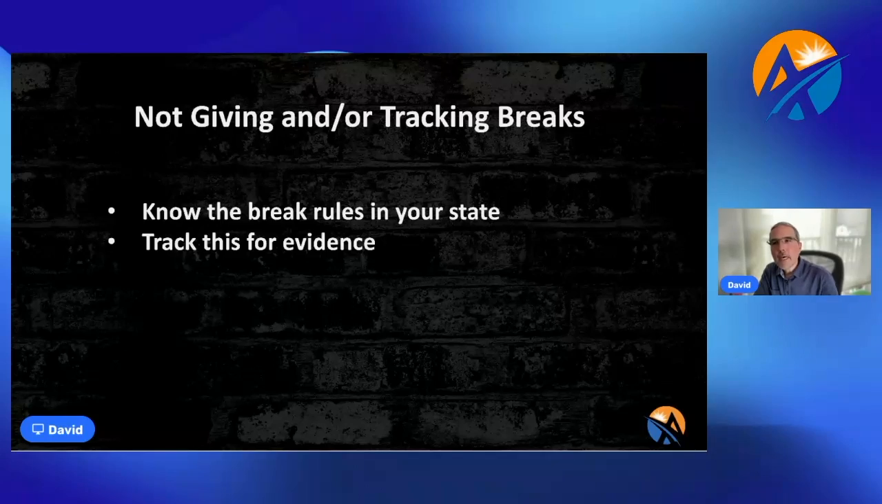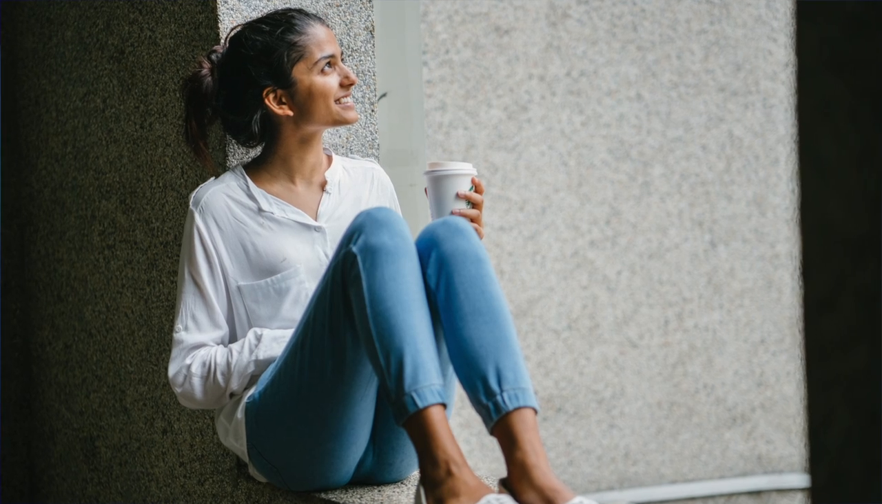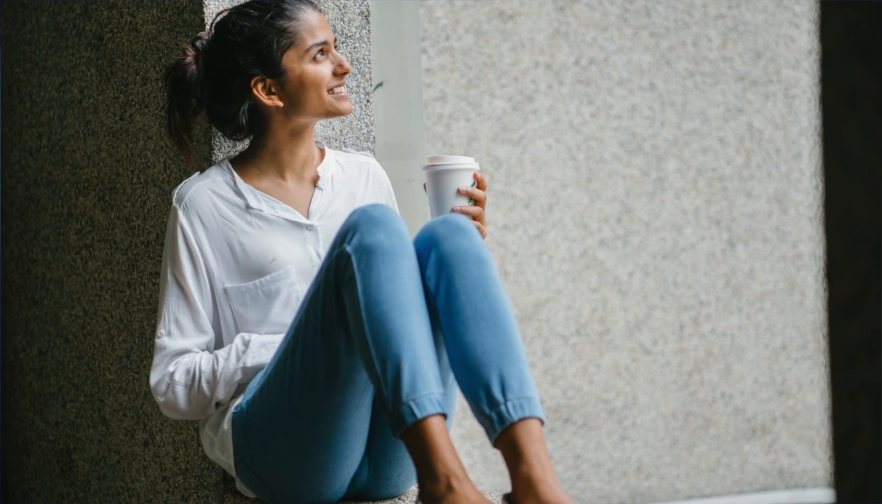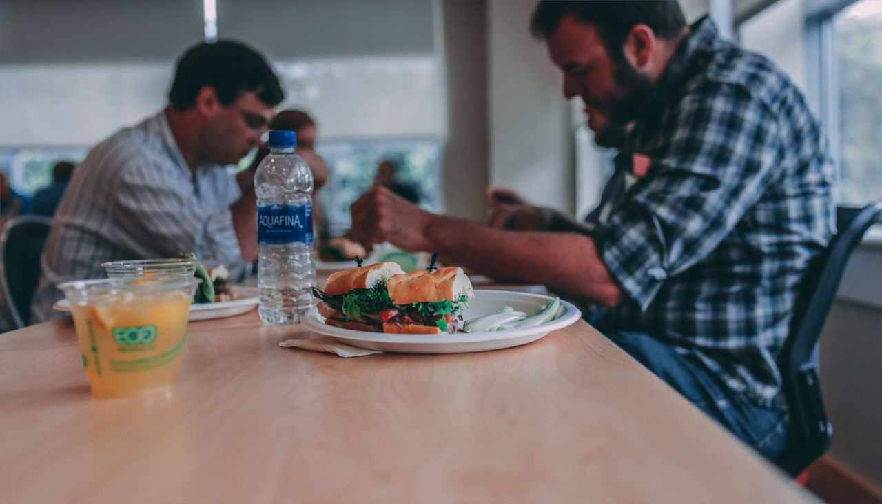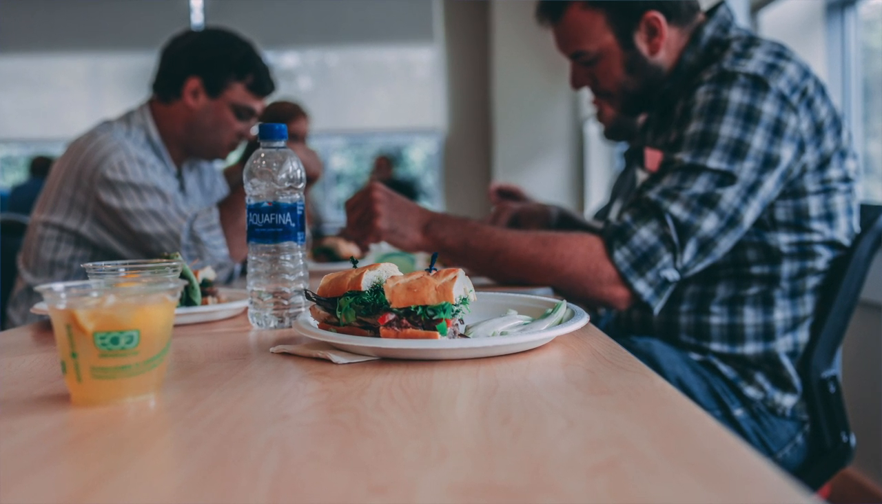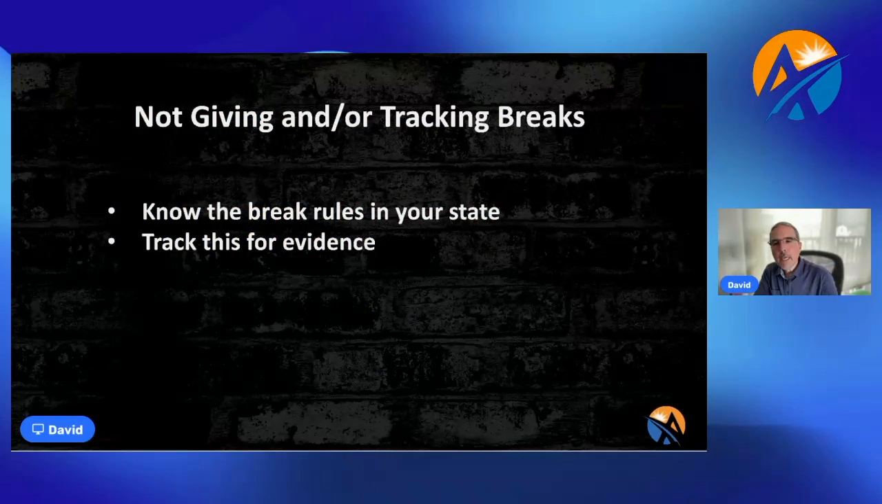Okay, the next one is not giving and or tracking breaks. Another area that is important is that you know the rules for your state in regards to breaks and meal times, which applies to non-exempt workers. For example, in California, you generally are required to provide 2 paid breaks and a non-paid lunch of 30 minutes. Usually the lunch break has to happen after a certain number of hours worked, which I believe is 5 hours. And it is mandatory the employee takes a lunch even if they don't want to.